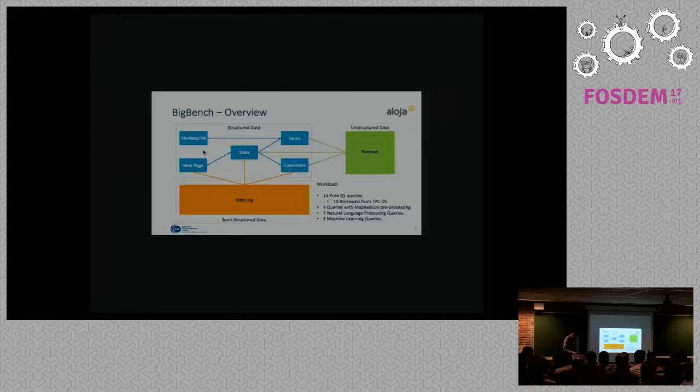So for the workload itself, there are 30 queries divided in 4 kinds of use cases: 14 pure SQL queries, which retrieve information from the structured section. Then we have 4 MapReduce queries, pre-processing the data before selecting it, 7 natural language processing queries, and 5 machine learning queries. So don't be overwhelmed by this.